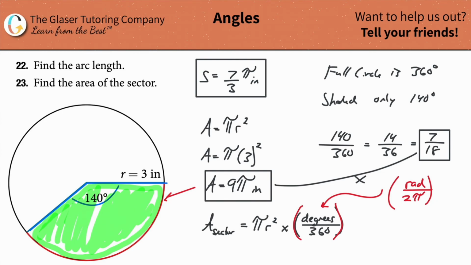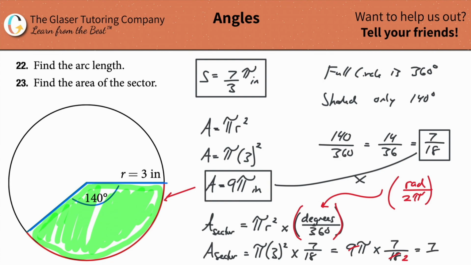Just choose one. So here, the area of a sector will be equal to pi times 3 squared, then multiplied now by our 7 over 18, because that's essentially what the 140 over 360 reduced down to. So when we do this, it's 9 pi, then multiplied by 7 over 18. Oh, wait a minute, is that stuff going to cancel? Of course it is. The 9 goes away, the 18 becomes a 2, and you're left with 7/2 pi. That's now the area of the sector. So hopefully that all makes sense.